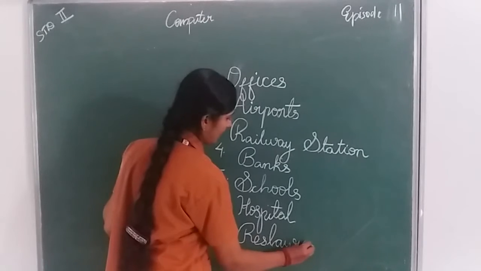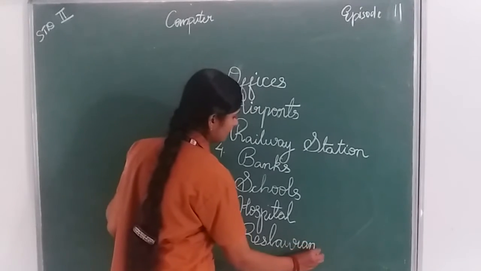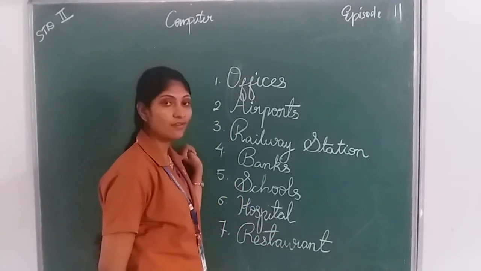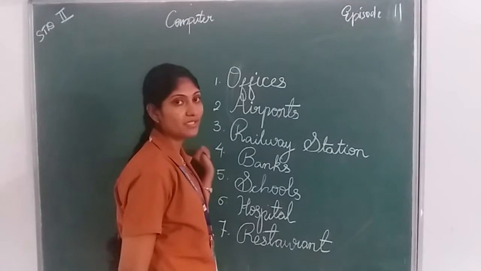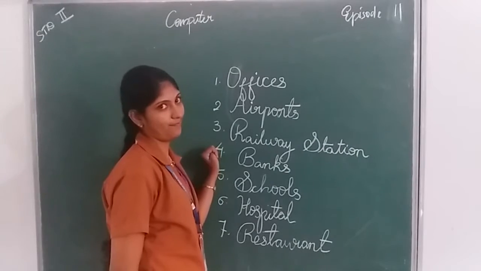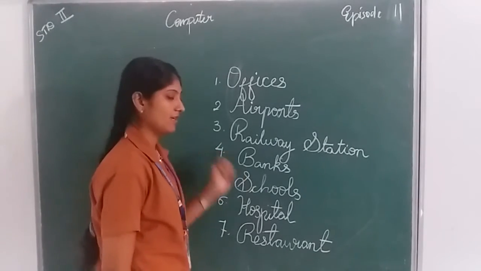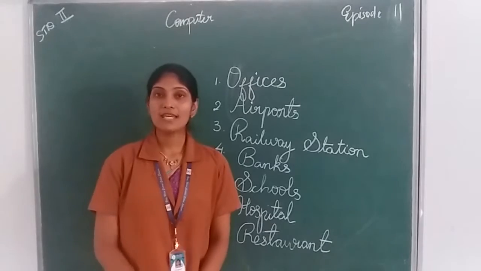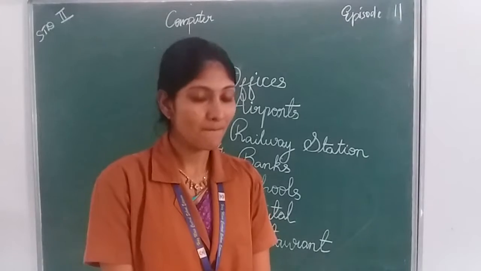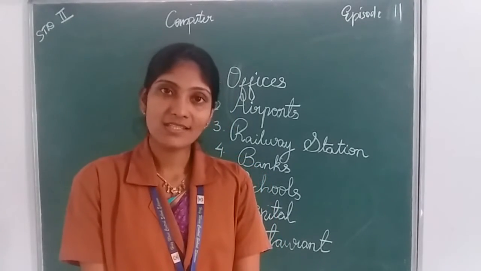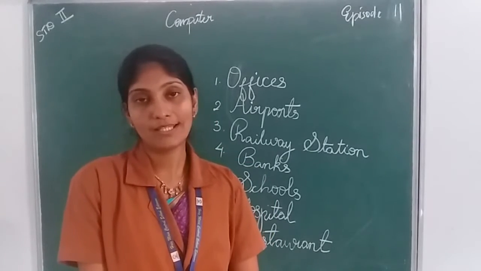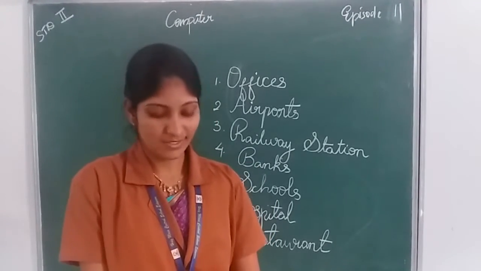R A N T, restaurant. In restaurant, we can use computers for calculating and printing bills. Calculating and printing bills. So the question: for maintaining money account, where do we use the computers? In bank. For teaching, preparing result and presentation, where do we use the computers? In schools.